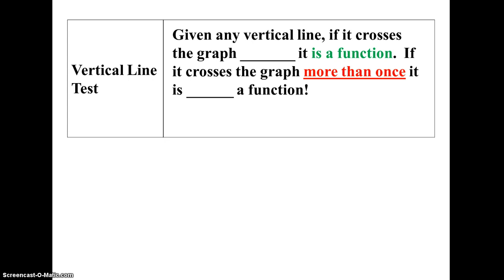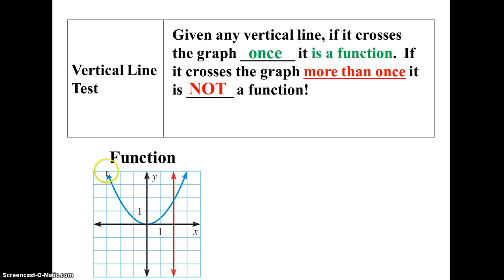When we are given graphs, there's this very cool thing called the vertical line test, which we can use to determine if the graph is actually showing us a function. Given any vertical line, if you can imagine it, or you could put your pencil or your finger and move it across the graph going from left to right, if it crosses the graph only once in every place, it is a function. If it crosses the graph more than once, it is not a function.